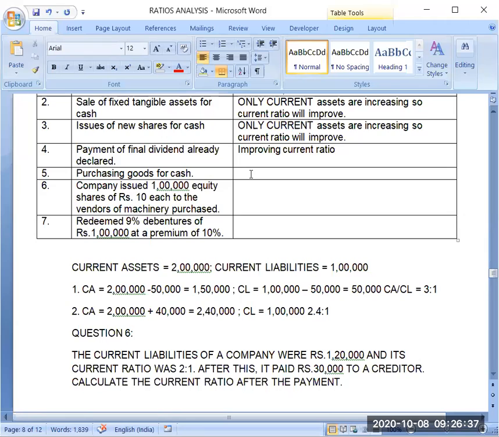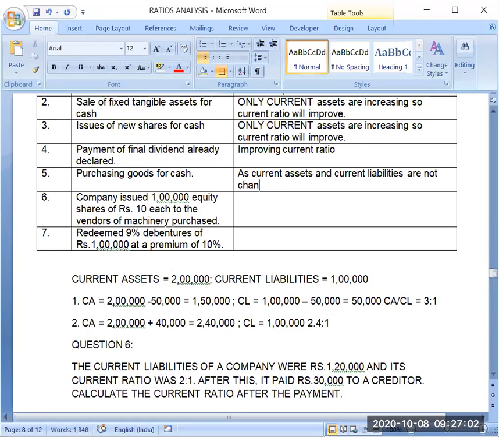That's why there will be no change in the current ratio, as current assets and current liabilities are not changing. Current ratio will not change.